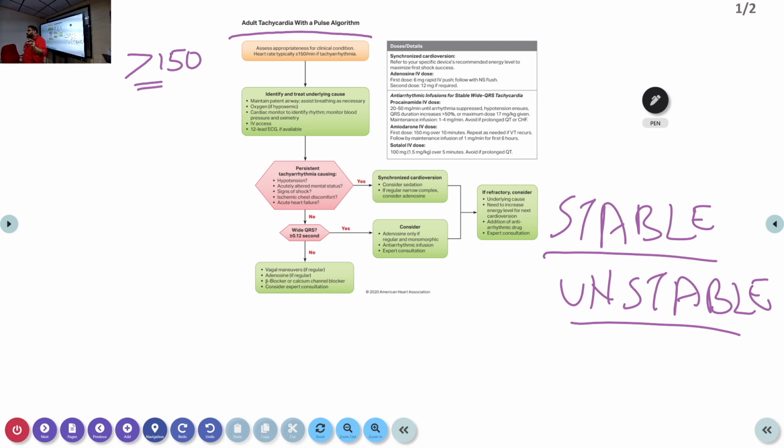If there is an airway issue, we have given assisted ventilation, then breathing, then circulation, connected to the cardiac monitor, assessed the patient, got an IV access, and also taken a 12 lead ECG. After that, the patient is having persistent tachycardia.